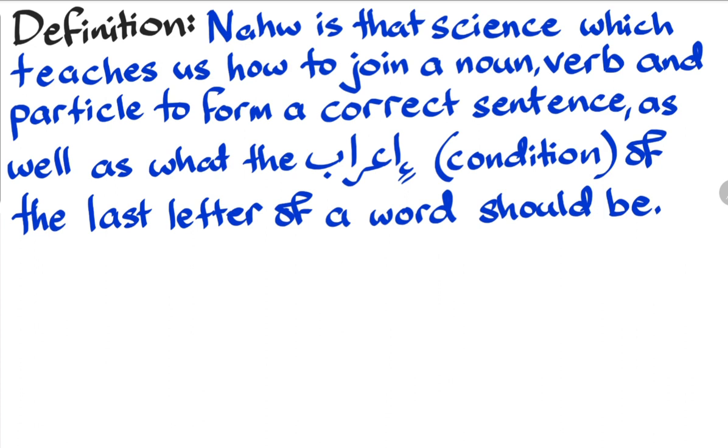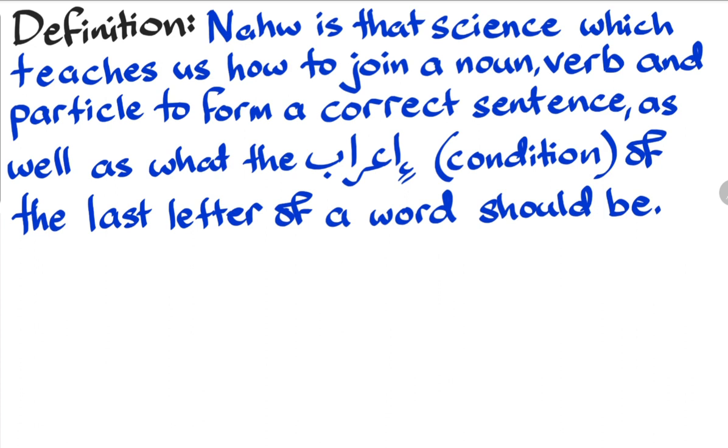Nahu is that science which teaches us two things. Number one, it teaches us how to join a noun, verb, and particle to form a correct sentence. And number two, it teaches us what the i'rab or condition of the last letter of a word should be.